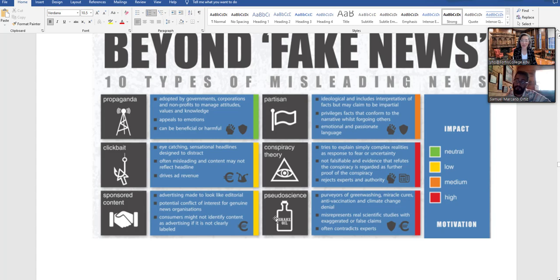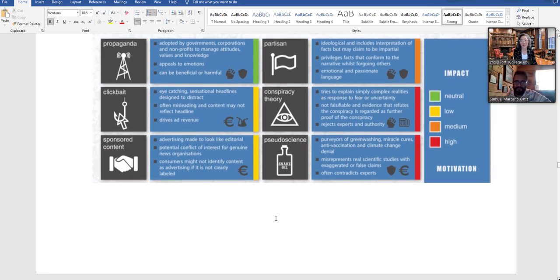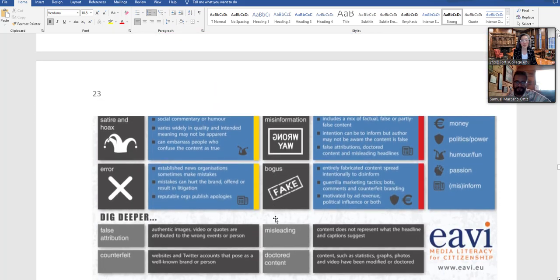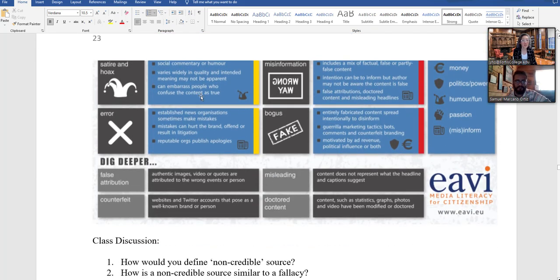These days, I think it's vitamins. My friend says, anything vitamin. Some people think so. And then you've got more. Satire, hoax, misinformation includes a mix of factual, false, or partly false content. In other words, they mix in the fake, just like with that sponsored federal stimulus. They make it look real.